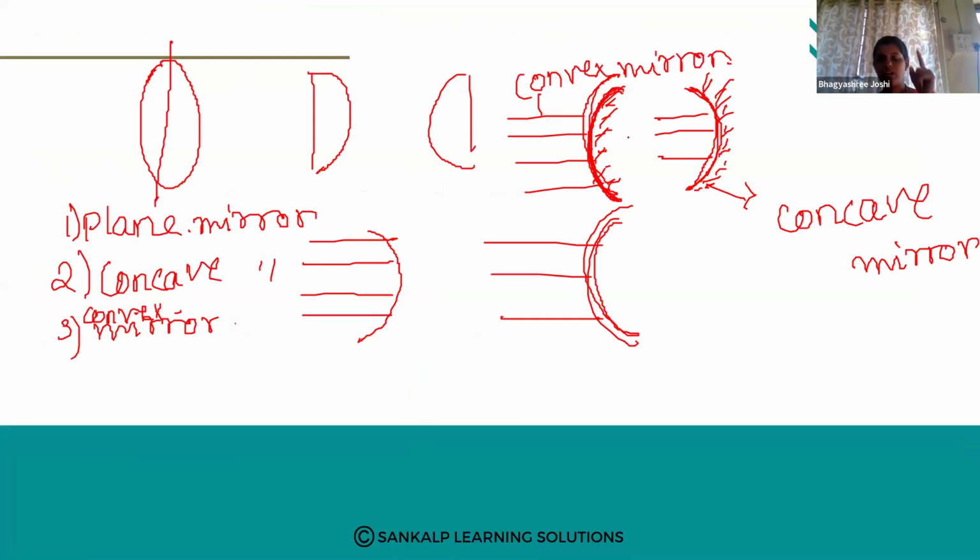Here also you are using concave and convex. Okay, so concave mirror, concave lens, convex mirror and convex lens. Then what is the difference between mirror and lenses? Do you know what is the difference between mirror and lens?